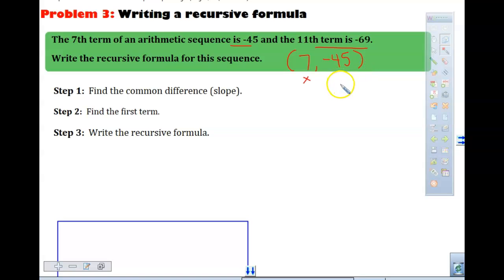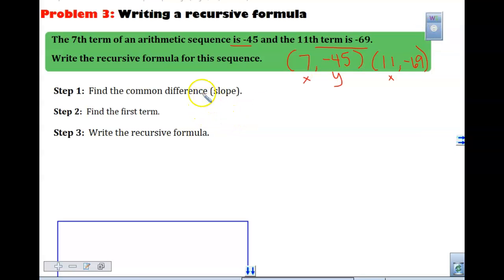So this is where I talked about thinking of these as an ordered pair, because you're going to find the slope. The other point, they tell us, is the 11th term. Again, that's my x, and negative 69 is my y. So the first thing it says, find the common difference or slope. Going back, Ben, what do we remember slope is? The change in what? Change in y over change in x.